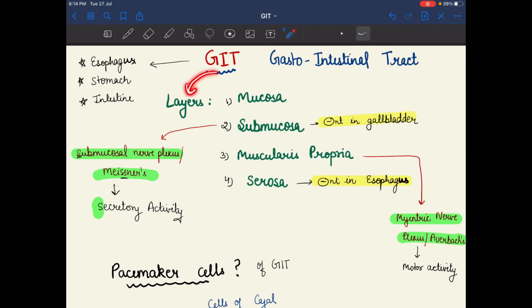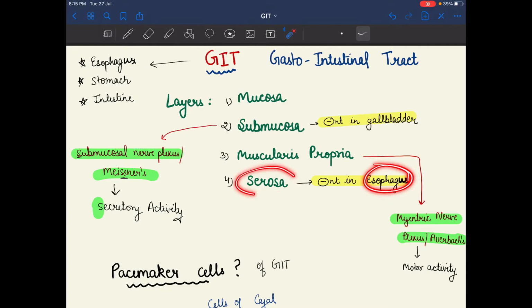There are four layers in the GIT, meaning the GIT tract involves four layers. Those are mucosa, submucosa, muscularis propria and serosa. We have to remember that in the esophagus, serosa is absent, and in the gallbladder, submucosa is absent. So these two layers are absent and different.